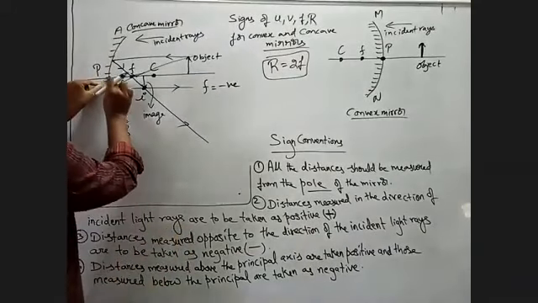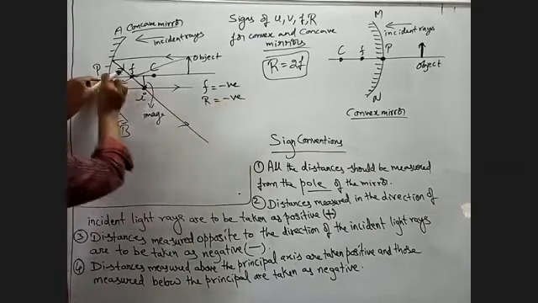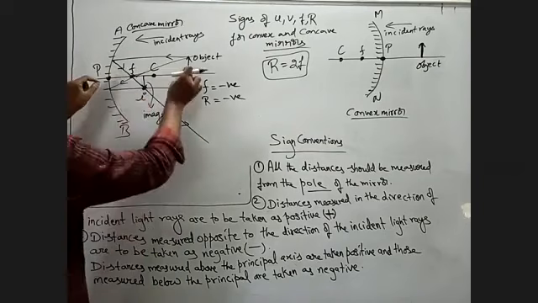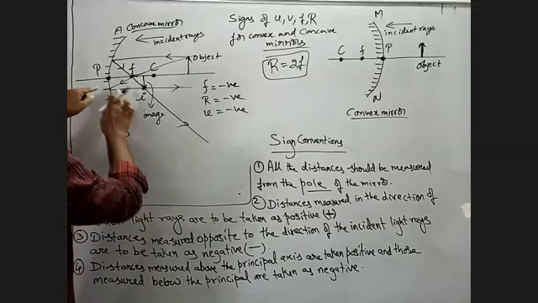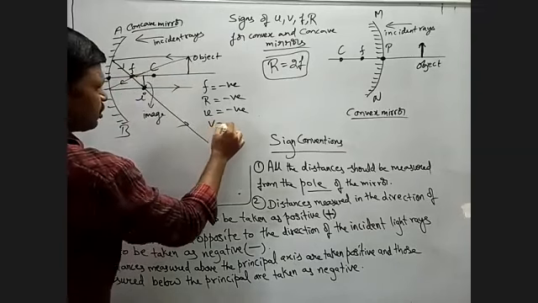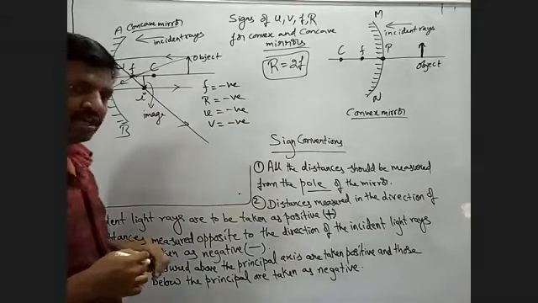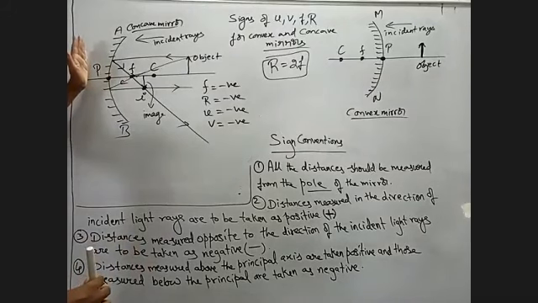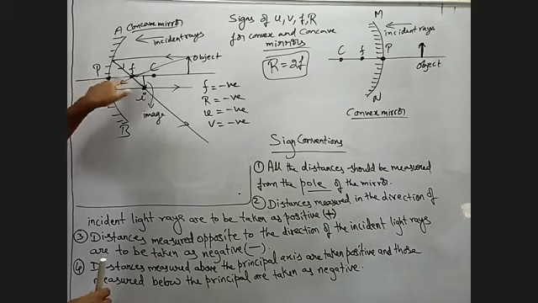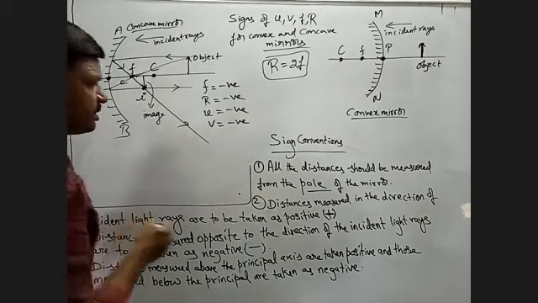Next, even the radius of curvature is also negative because from here to here we measure. Then object distance u is also negative because from here to here we measure. Then image distance is also negative, except in only one case. Only in one case will we have the image here: for this concave mirror, when the object is placed between pole and focus of the mirror.